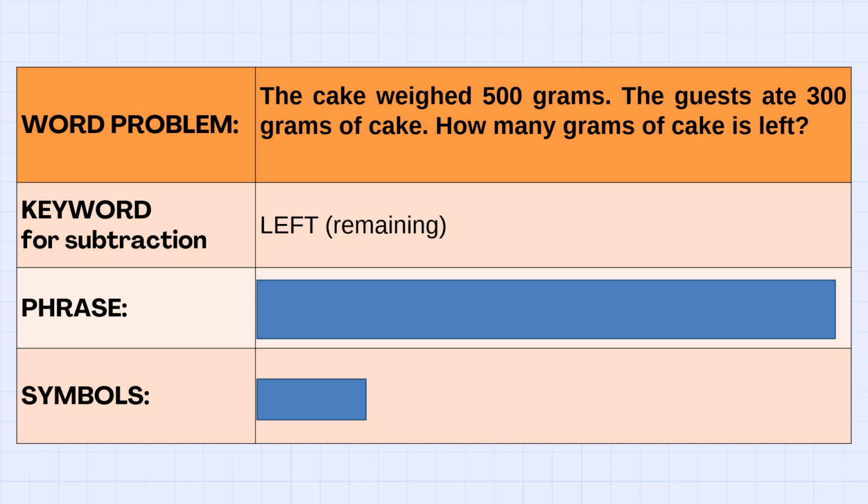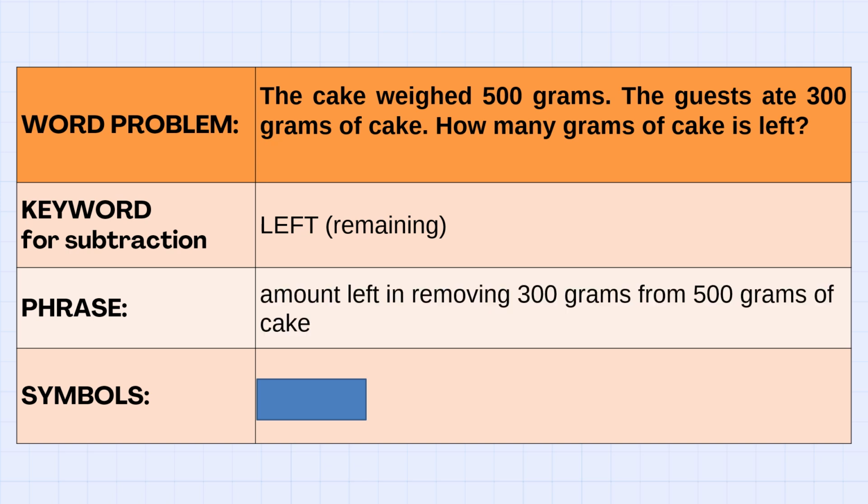Next is the mathematical phrase that can be extracted from the word problem. So this is amount left in removing 300 grams from 500 grams of cake. Take note that the cake weighed 500 grams and 300 grams of this cake were eaten by the guests. So, to translate now this phrase to symbols, this is 500 minus 300. And that is the final answer.